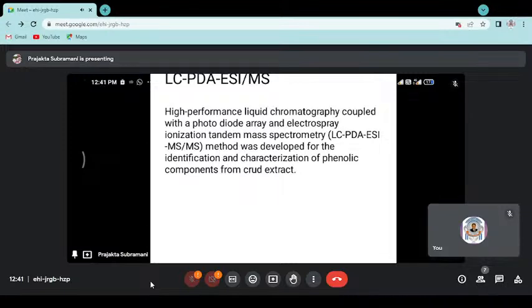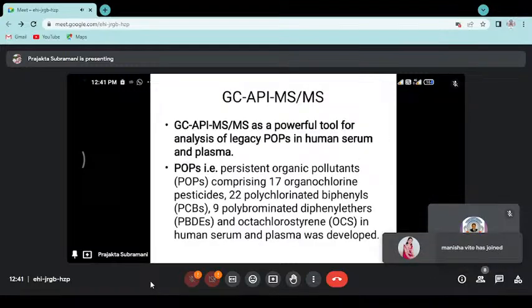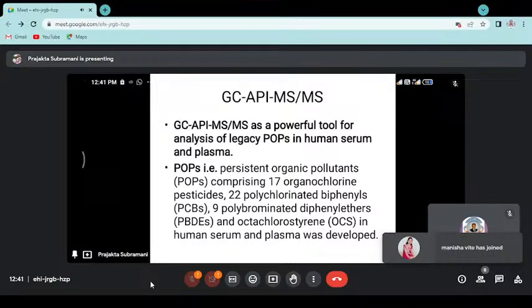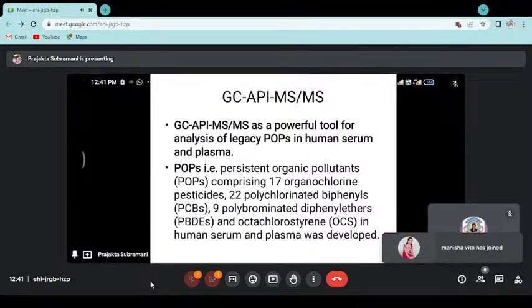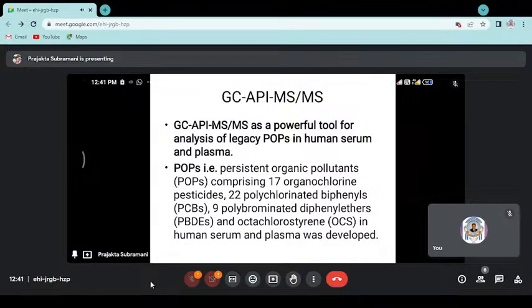So therefore, this technique is LC-PDA-ESI. This method is developed for identification and characterization of phenolic compounds from the crude extract. Then the next technique is GC-API-MS/MS. It is a powerful tool for the analysis of legacy POPs in human serum and plasma. POPs, that is, the persistent organic pollutants.